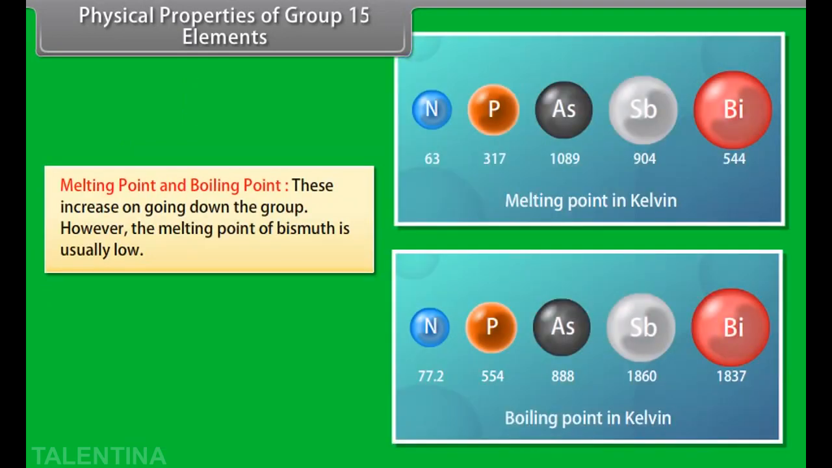Melting point and boiling point. These increase on going down the group. However, the melting point of bismuth is unusually low. This may be due to more tendency of bismuth to form 3 rather than 5 covalent bonds. Thus, there are weak forces of attraction between their atoms in the solid state, responsible for its low melting point.